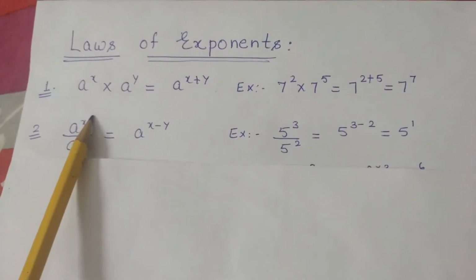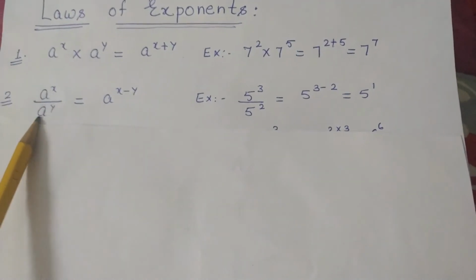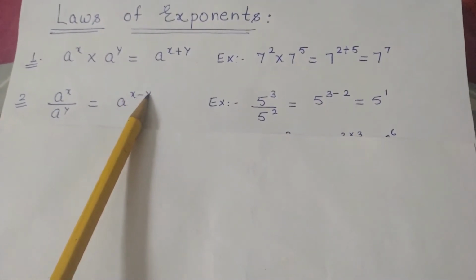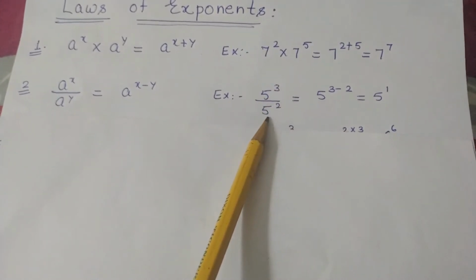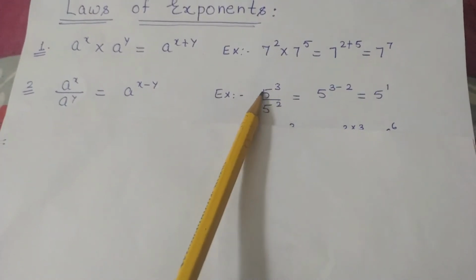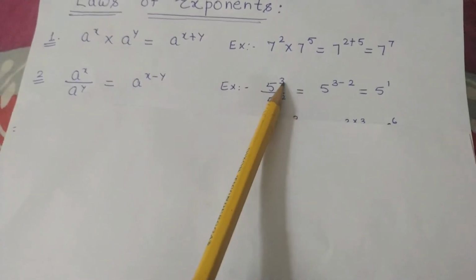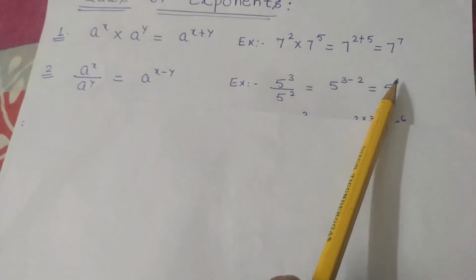Next, a power x divided by a raised to power y. Whenever the base is same, we subtract the powers. So a raised to power x minus y. Example, 5 power 3 divided by 5 square. Base is same, so we subtract the power. 5 power 3 minus 2 becomes 5 raised to power 1.